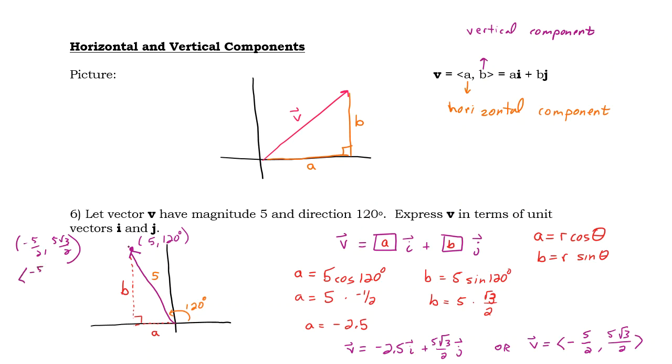The vector ⟨-5/2, 5 square root 3 over 2⟩ has an initial point of (0, 0) and a terminal point of these coordinates when it's in standard position. But remember, this vector could be moved anywhere and still be the same vector.